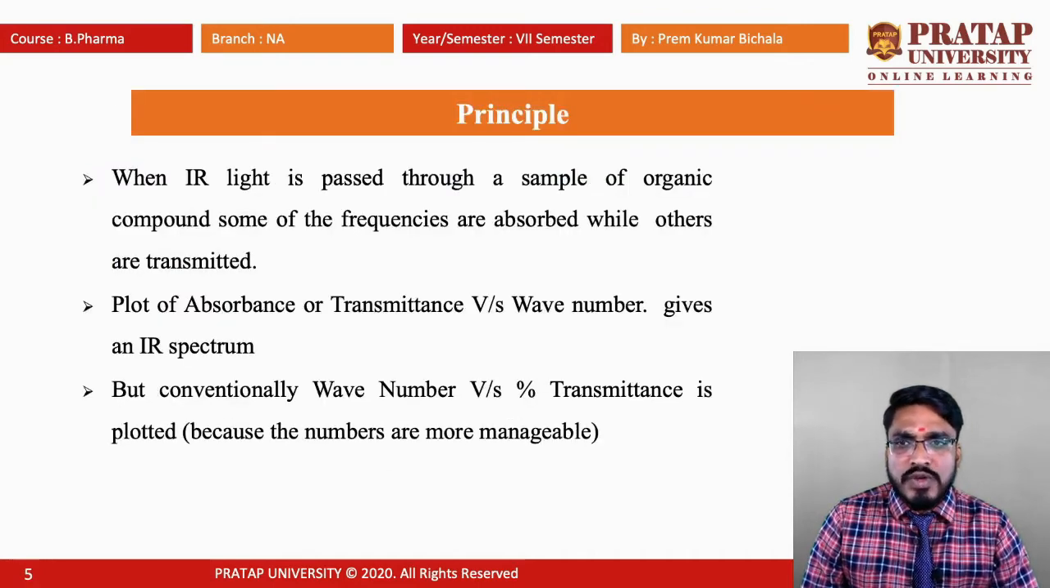Coming to the principle of IR spectroscopy. When light is passed through a sample of an organic compound, some of the frequencies are absorbed while others are transmitted. A plot of absorbance or transmittance versus wave number gives an IR spectrum. Conveniently, wave number versus transmittance is plotted because the numbers are more manageable.